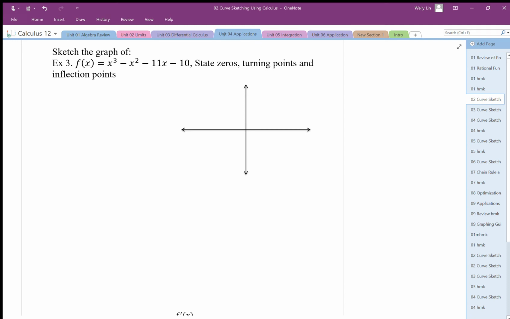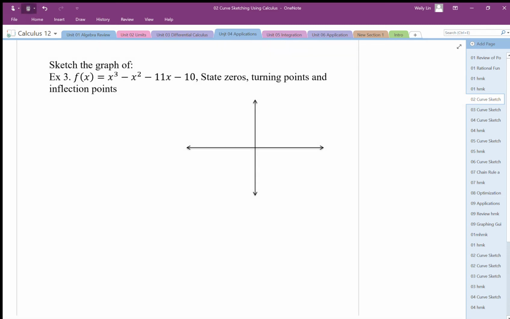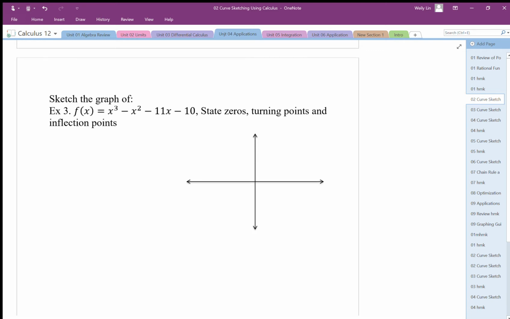Okay, so lastly, we're going to look at this one here. Same idea as before, we're going to find our zeros. So we're going to factor this. In this case, I'm going to test f of 1. Looks like it's a good one. Looks like f of 1, 1 minus 1 minus 11 minus 10. Oh, that's not going to work, is it? No, that's not going to work. That's not equal to 0.